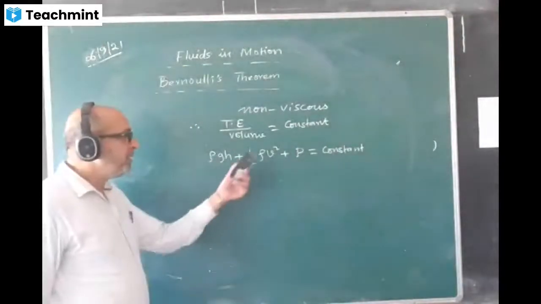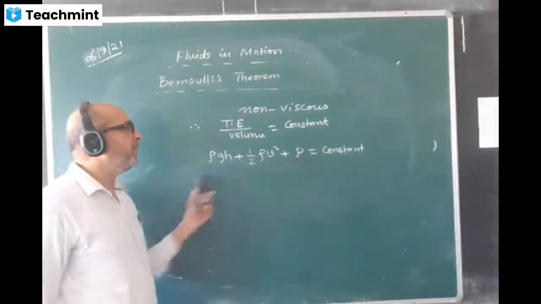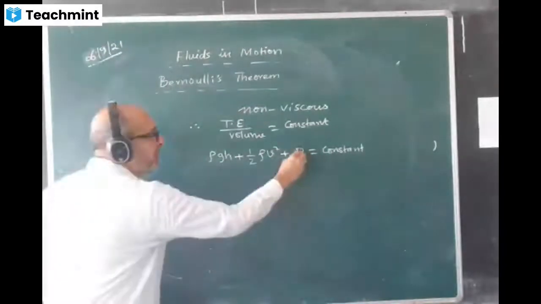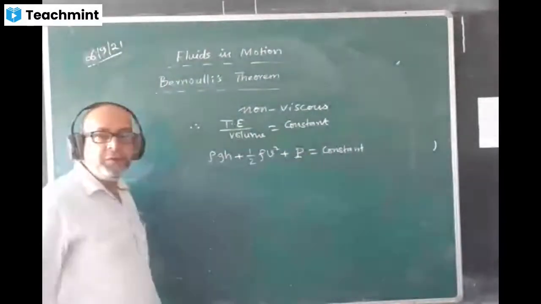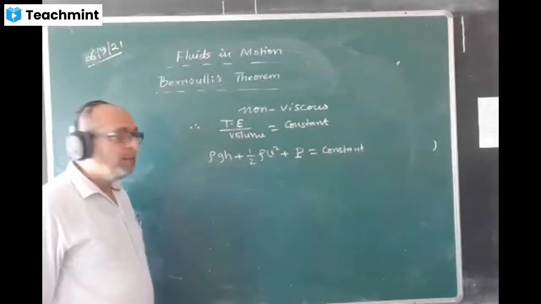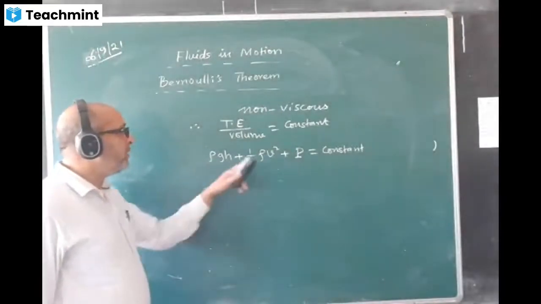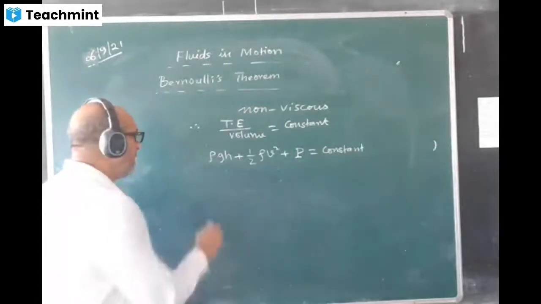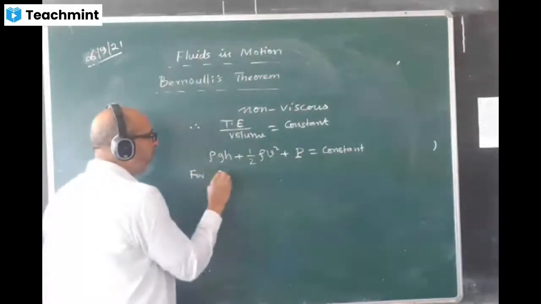Potential energy, kinetic energy, pressure, but per unit volume. That's rho coming. This is P. P means pressure only, capital P. This is for rho, but this is P. P means pressure. It's constant. You can write here for 2 points.